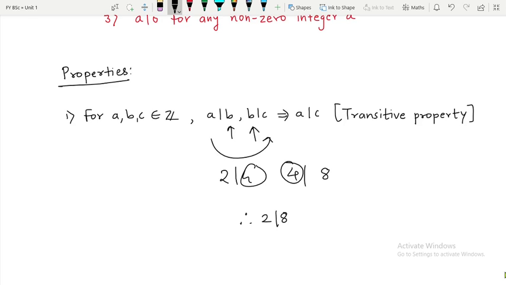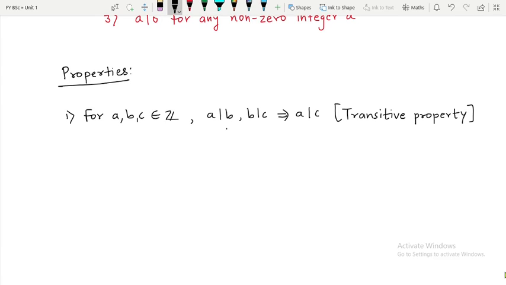Let us think of this example, then you will understand it properly. 2 divides 4 is there, 4 divides 8 is there, therefore we can say that 2 divides 8. So in this way we can use this property, and proving it is very simple. I'll say suppose A divides B and B divides C, and now I will prove A divides C.